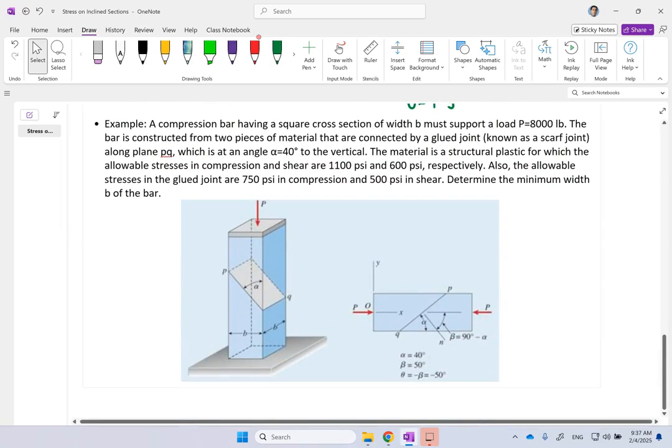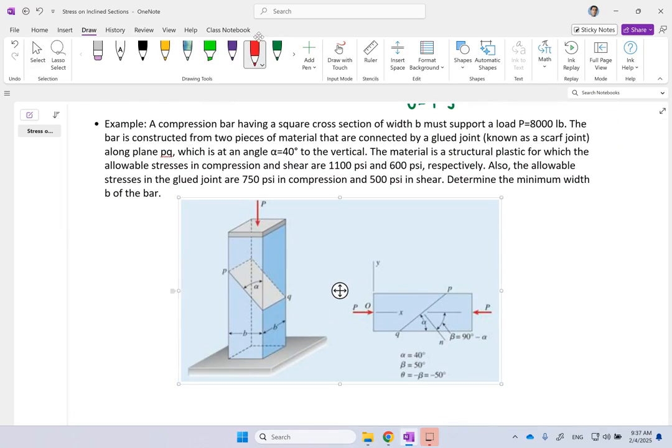Okay, now to solve an example problem, we are going to look at a compression bar that is placed vertically, and you're applying a force P on it. The width of it is B, the depth of it is also B, the load is 8,000 pounds. And the bar has two pieces that are connected by a glue joint. So literally, you created that angle plane yourself by having two parts and gluing them together. The angle alpha, the deviation from vertical, is 40 degrees. And again, they are glued together.